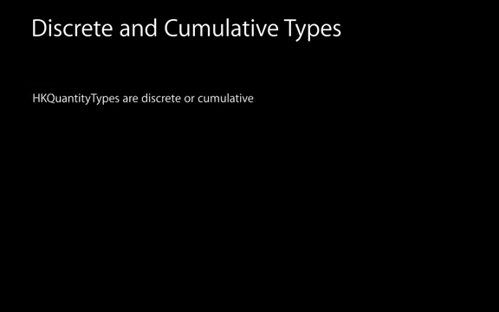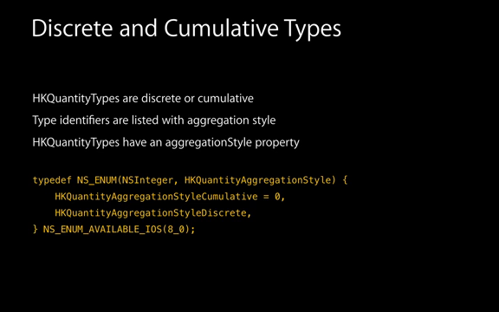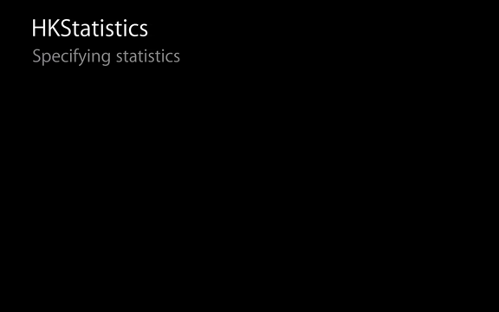So every quantity type is classified as either discrete or cumulative. In our type identifiers header, every type identifier is listed with its aggregation style. If you want to check in code, though, HKQuantityType has an aggregation style property that will return either cumulative or discrete. Now back to statistics.